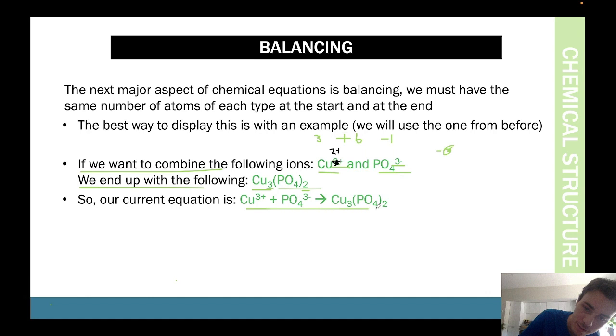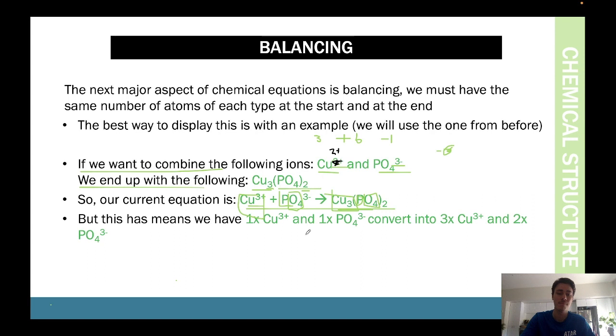So this is my equation. I've gone from this and this to this. But this is not balanced. Why is that? Because I've got 3 of this, I've got 2 of this and I've got 8 of this, because 2 times that, 2 times that. I've only got 4 of this, I've only got 1 of this, and I've only got 1 of this. So this is wrong. So I need to balance it.